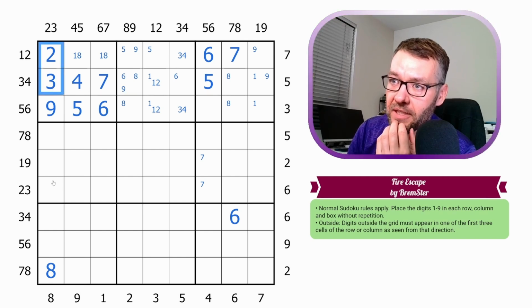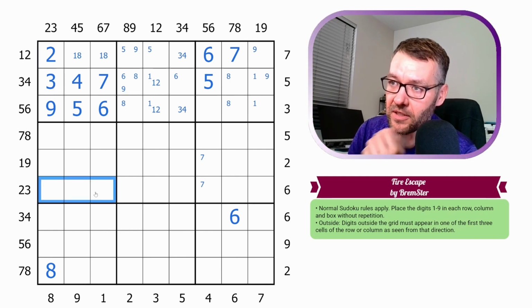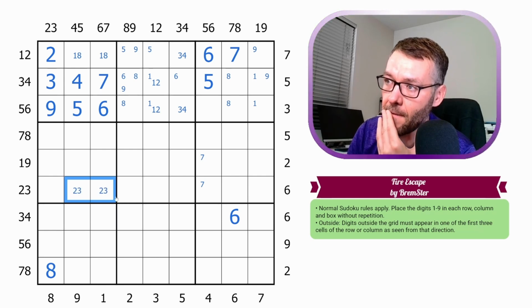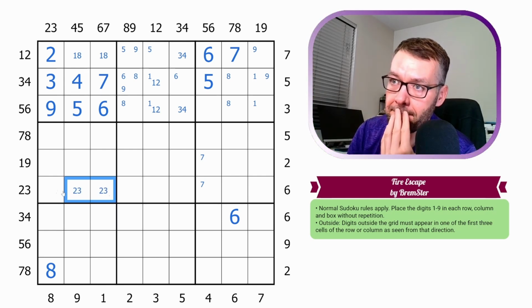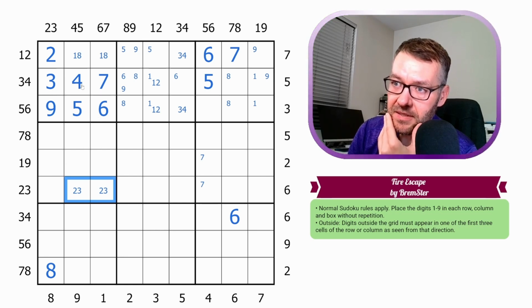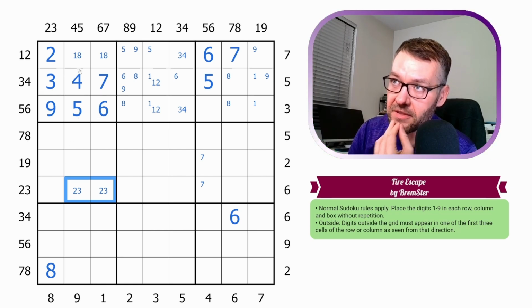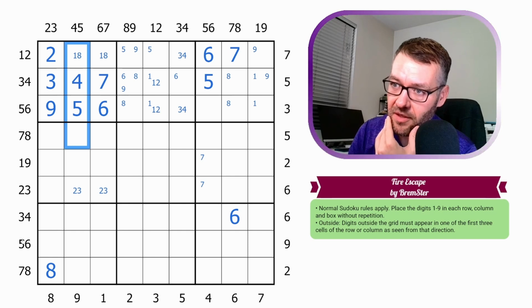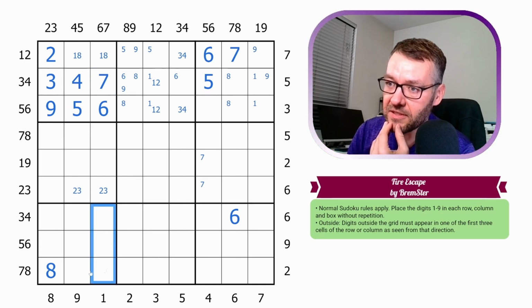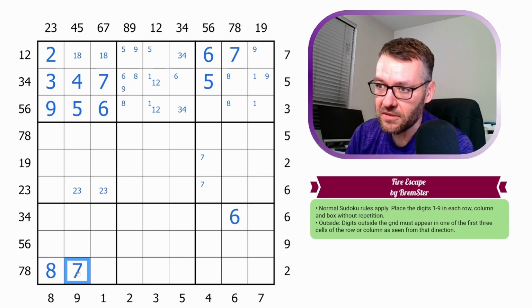We have a 2, 3 pointing down here, and we need a 2 and a 3 in one of these 3 spots, so that leaves only these 2 cells, so that's a 2, 3 pair. Do you have anything else like that, where we have the same numbers in the column and they match up with the number on the outside? We can place a 7. 7 looks down. We need a 7 in one of these two, so this is a 7.